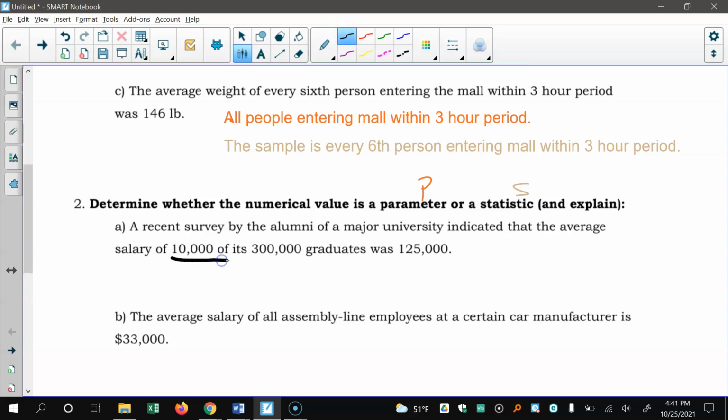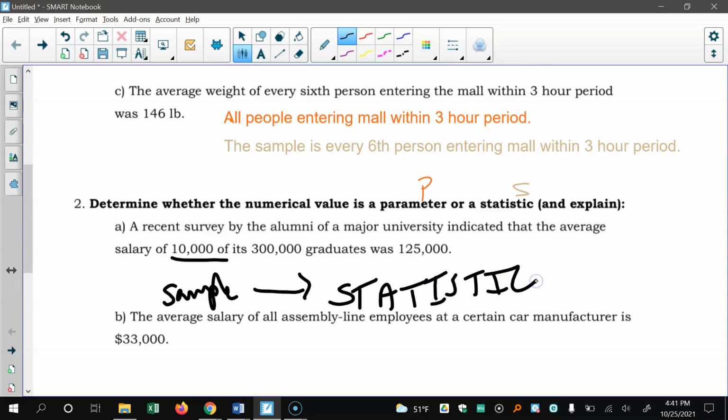All right, 10,000 of its 300,000 graduates. That tells me it's a statistic. That was a sample, which means that we had a statistic. And I lied to you. I said I was going to put just the letter, but I decided not to. So because we had a sample of all 300,000 graduates, we now have a statistic.